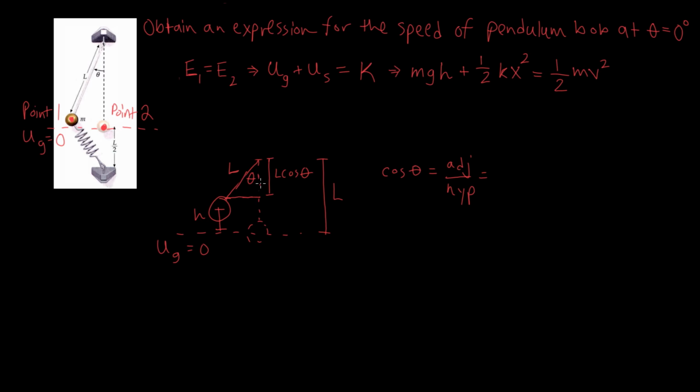The adjacent side is the side that we want to find, or the side that we want to come up with an expression for. That's this line right here. That's the adjacent side to the triangle. Let's just denote that side with the letter A. And the hypotenuse is just L, which is just the length of the string.